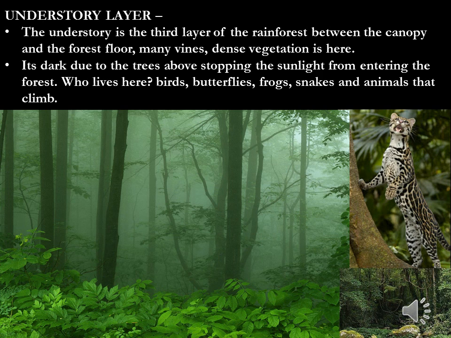Now we are talking about the understory layer, which is the third layer of the rainforest. This layer is between the canopy and the forest floor. Many vines and dense vegetation are found here. It's a bit dark over here as the above two layers stop most of the sunlight from entering the forest. We find birds, butterflies, frogs, snakes and animals that can climb to a height.